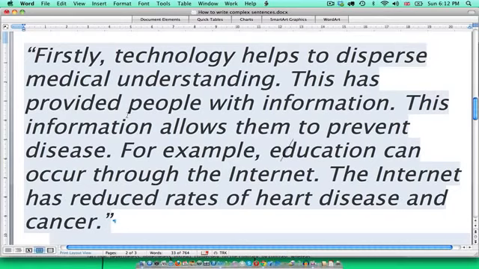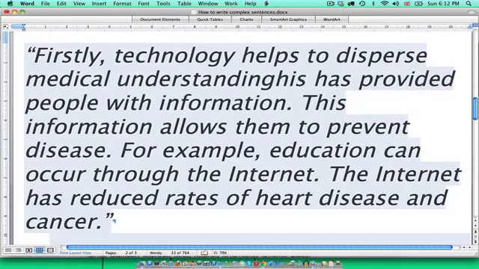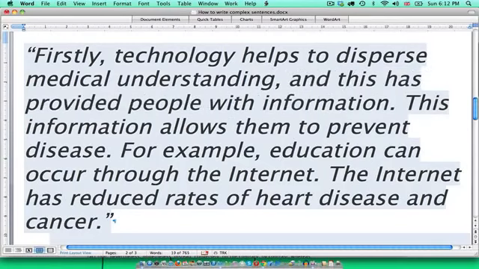So for example, here we have firstly, technology helps to disperse medical understanding. This has provided people with information. Well, we can link these two ideas together. Now, because these are two independent clauses, we would replace the full stop, and this has provided people with information. This information allows them to prevent disease.